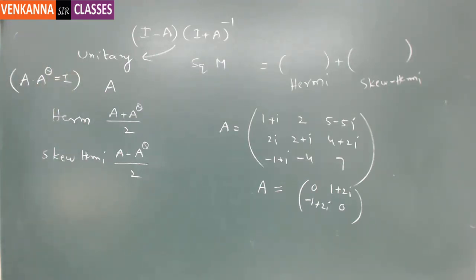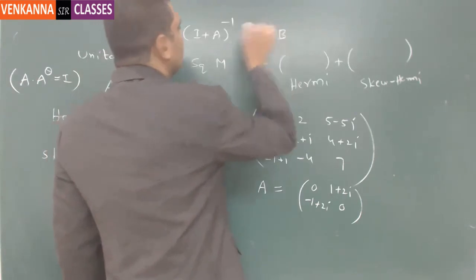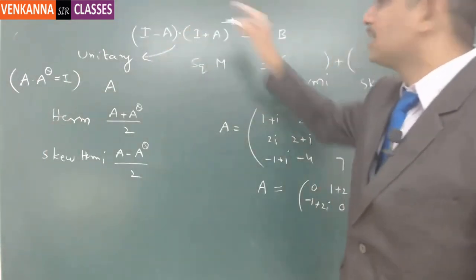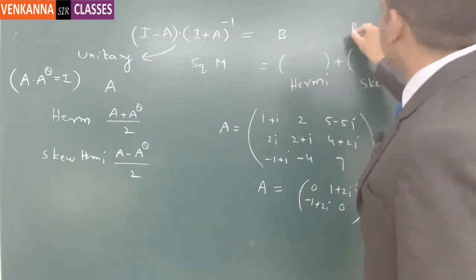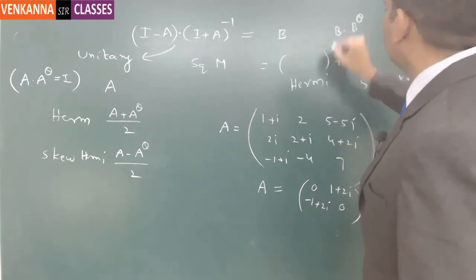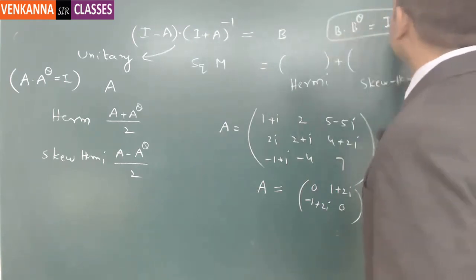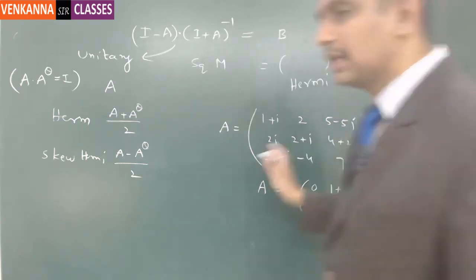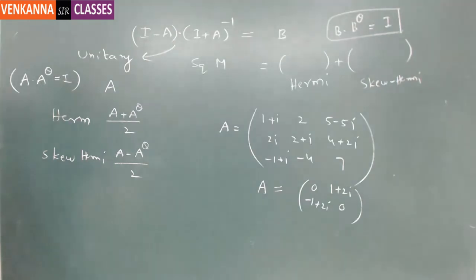So what you have to prove? I have given a 2 by 2 square matrix to you. You need to calculate (I minus A) into (I plus A) whole inverse, and prove that it is a unitary matrix. How are you going to prove it? Suppose you take this as the matrix B, equal to (I minus A) times (I plus A) whole inverse. Then you calculate B^θ, and if you compute B times B^θ, you should get I. By doing this, you can show that (I minus A) into (I plus A) whole inverse is a unitary matrix. That was the procedure. So are you able to do that? Please tell.